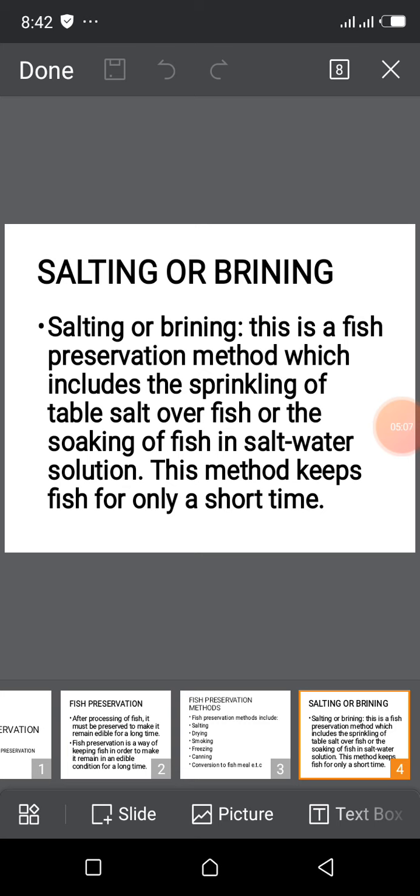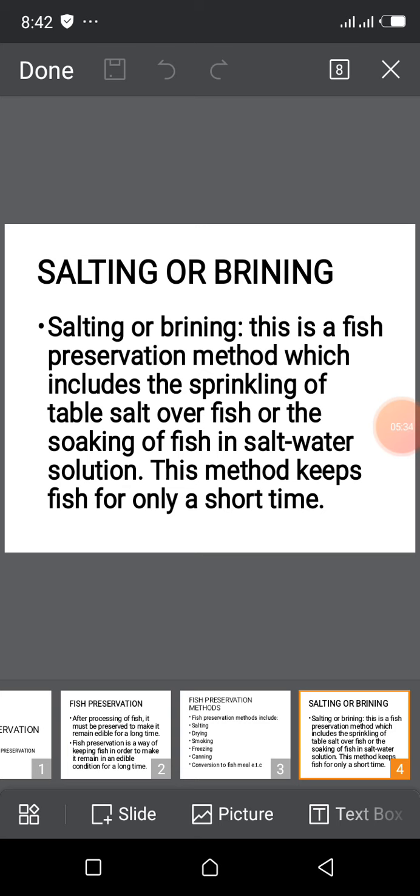This method of fish preservation can only keep fish for a very short time. And I think from here I should explain to you that the fish preservation method to be adopted on fish will be determined by the period of time you want to keep the fish. Like this salting or brining can only keep fish for just a few hours.